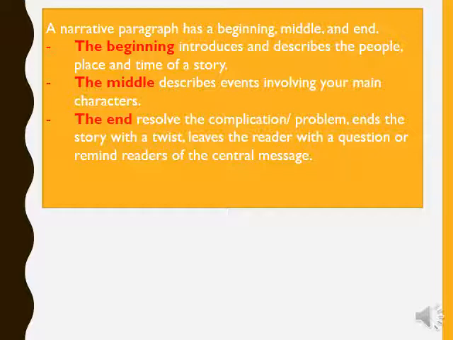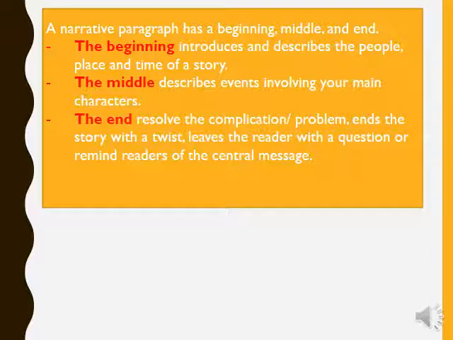In the middle, what is the middle? The middle describes events involving your main characters. It means in the middle, you describe the events of the story. What happened? What is the problem? And what happened in order to reach the solution?